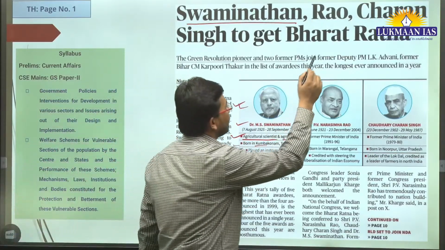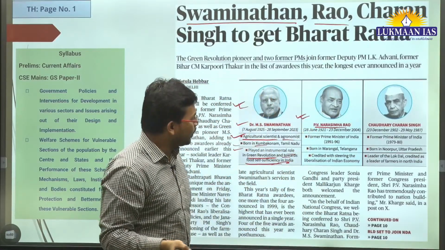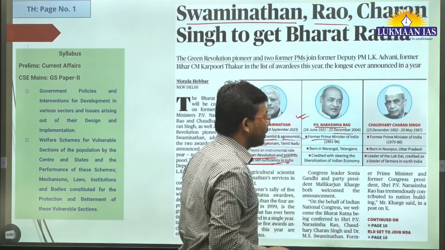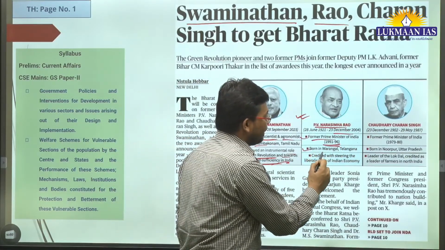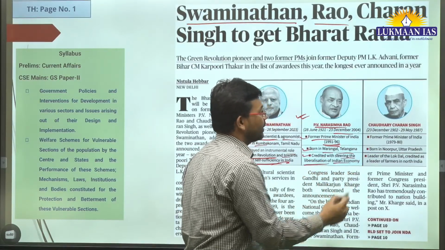Apart from this, P.V. Narasimha Rao, we have discussed him in an article today. He also passed away in 2004. He was the former Prime Minister of India from 1991 to 96. He was born in Warangal, Telangana. He was credited with steering the liberalization of the Indian economy.